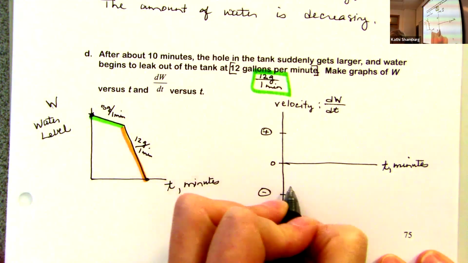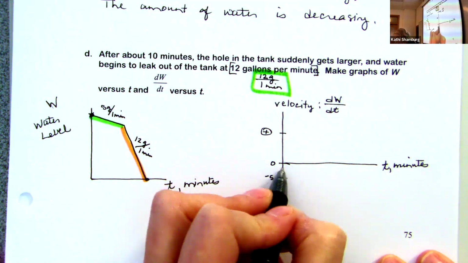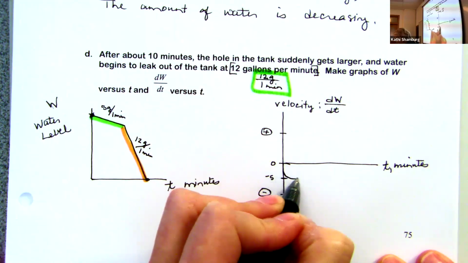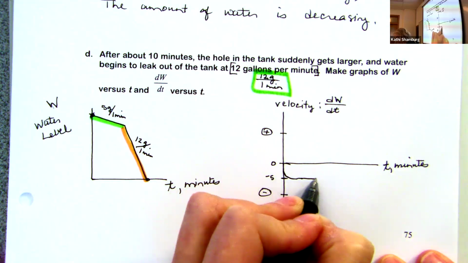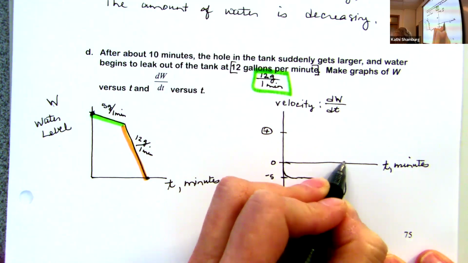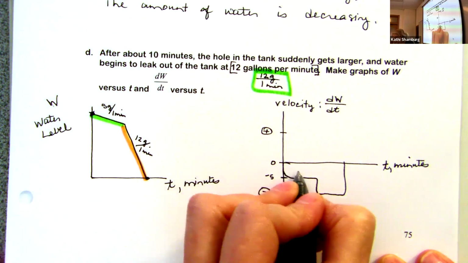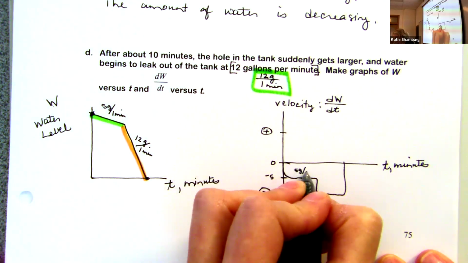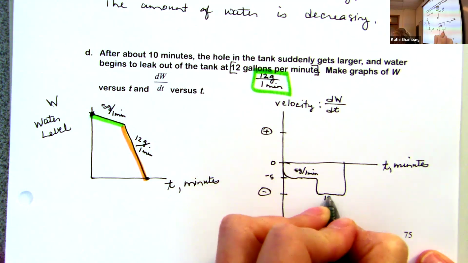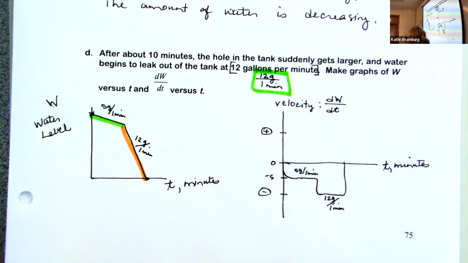So I'll do this as -5. So we started with minutes, all of a sudden it started leaking. And it was leaking, and then all of a sudden it started leaking more until we had no water in the tank. So this would represent your 5 gallons per 1 minute leak. And then I would just go further down to represent your 12 gallons per 1 minute leak. Okay.